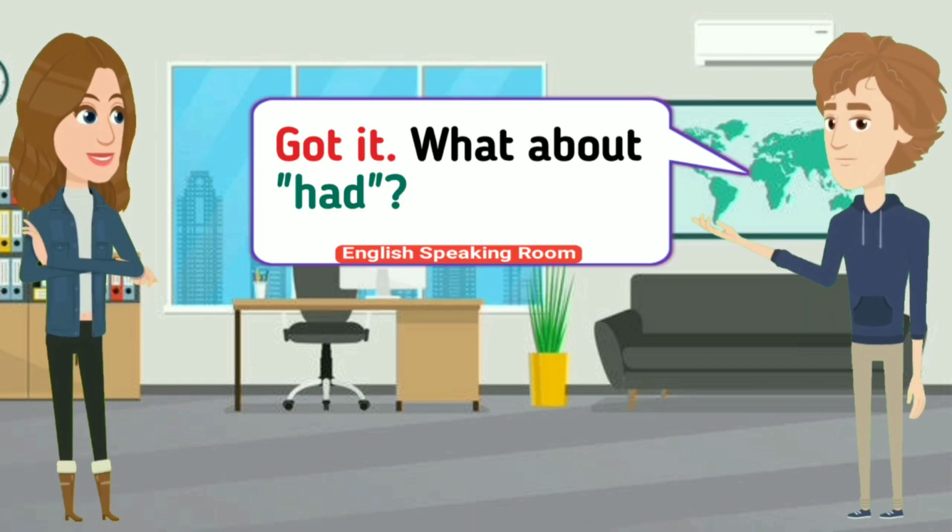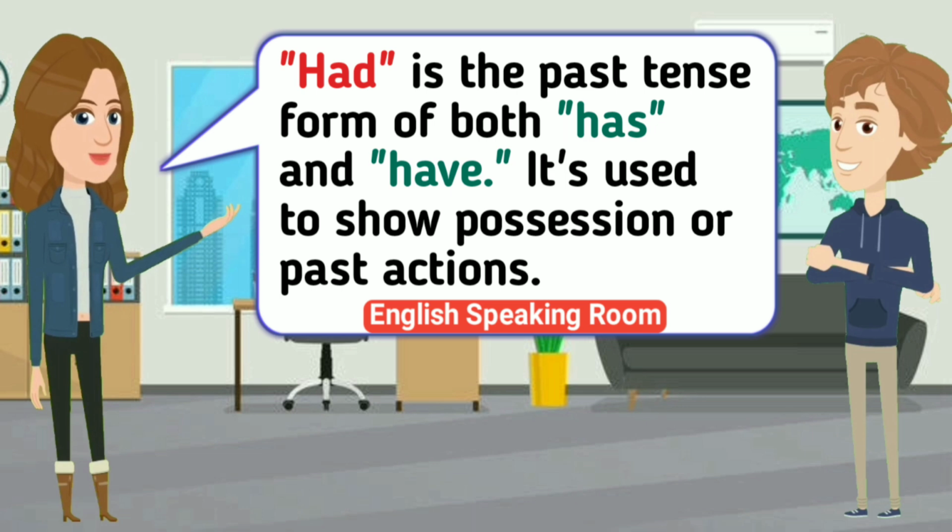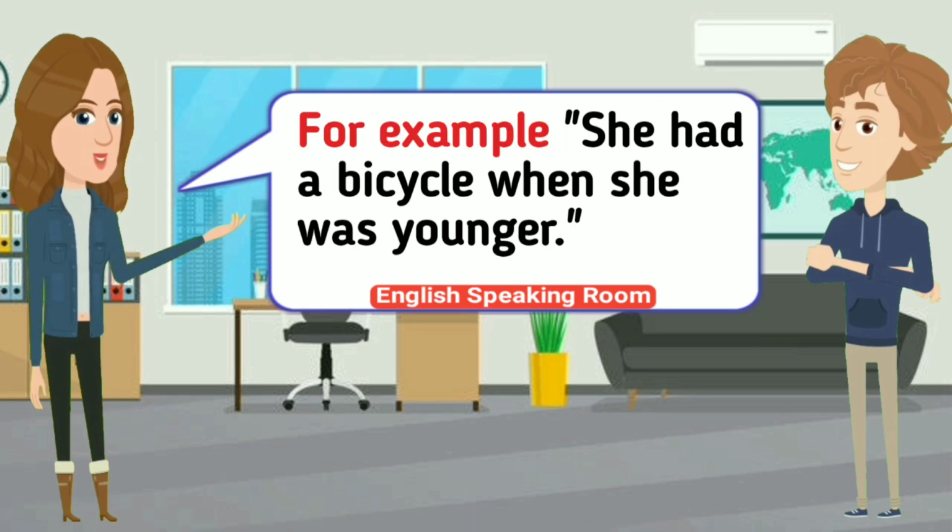Got it. What about had? Had is the past tense form of both has and have. It's used to show possession or past actions. For example, she had a bicycle when she was younger.